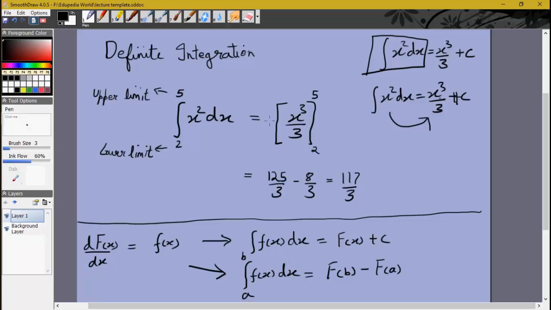So let's say instead of x cubed by 3, we take x cubed by 3 plus 10, where 10 would be the constant of integration. Then here you would have 125 by 3 plus 10, and here you would have 8 by 3 plus 10.